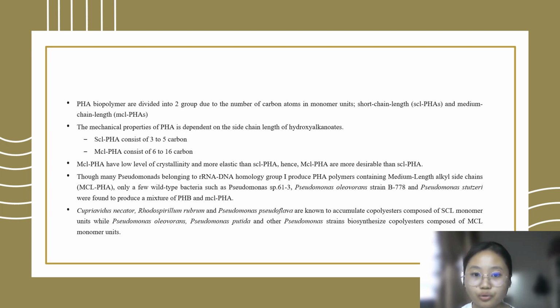Though many Pseudomonads belonging to rRNA-DNA homology group 1 produce PHA polymer containing medium-length alkyl side chains, only a few wild-type bacteria such as Pseudomonas oleovorans and Pseudomonas stutzeri were found to produce a mixture of PHB and MCL-PHA. Microorganisms such as Cupriavidus necator, Rhodospirillum rubrum and Pseudomonas pseudoflava are known to accumulate copolyesters of short chain length monomer units, while Pseudomonas oleovorans, Pseudomonas putida and other Pseudomonas strains biosynthesize copolyesters consisting of medium chain length monomer units.